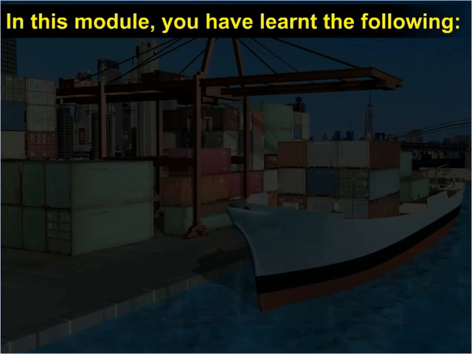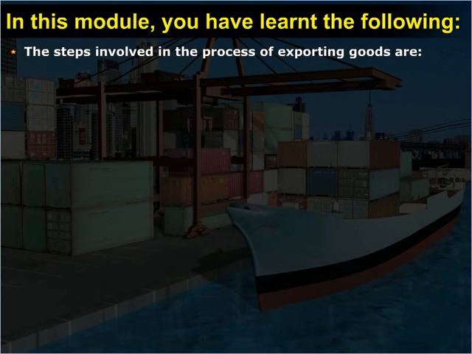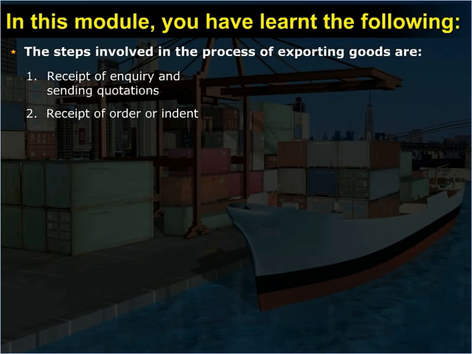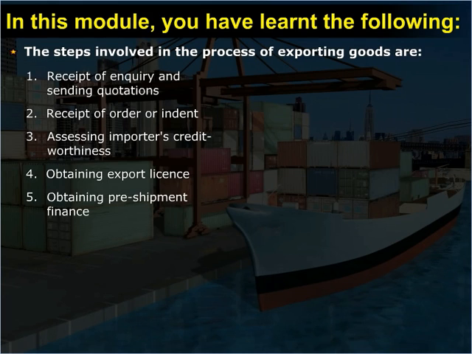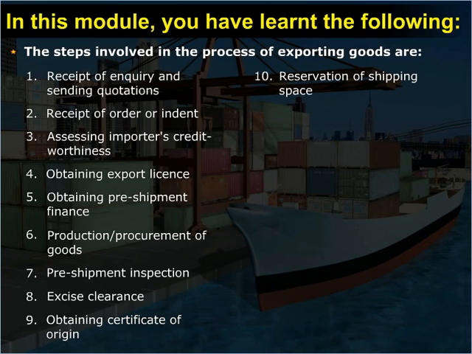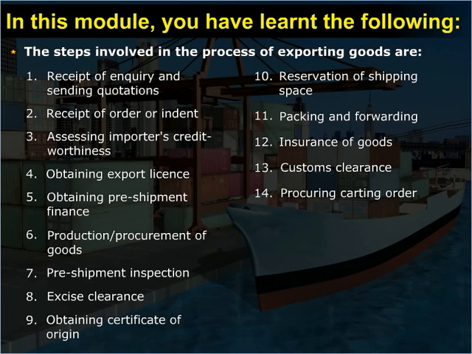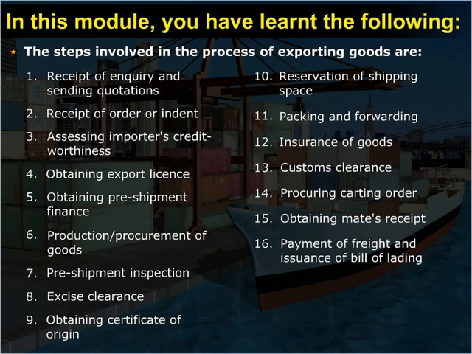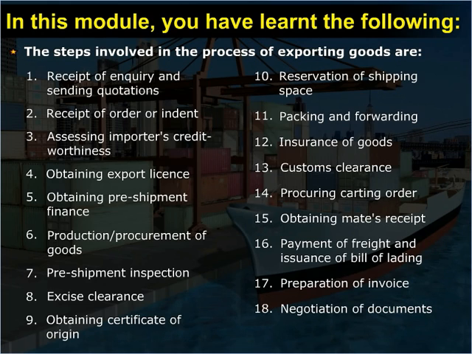In this module, you have learned the following. The steps involved in the process of exporting goods are receipt of inquiry and sending quotations, receipt of order or indent, assessing importer's credit-worthiness, obtaining export license, obtaining pre-shipment finance, production or procurement of goods, pre-shipment inspection, excise clearance, obtaining certificate of origin, reservation of shipping space, packing and forwarding, insurance of goods, customs clearance, procuring carting order, obtaining mate's receipt, payment of freight, and issuance of bill of lading, preparation of invoice, negotiation of documents, securing payment.